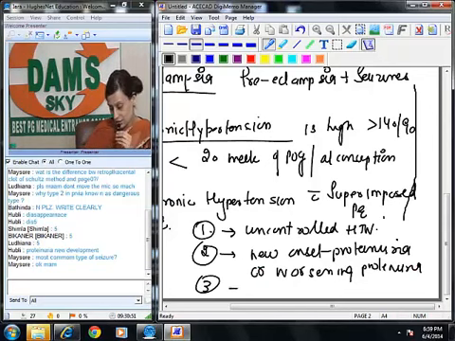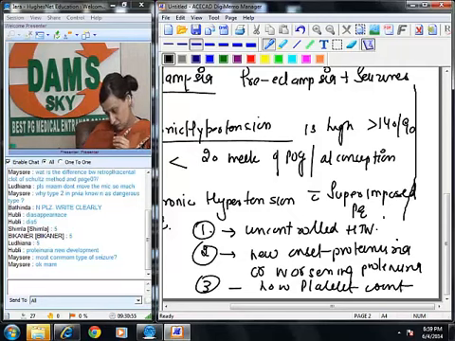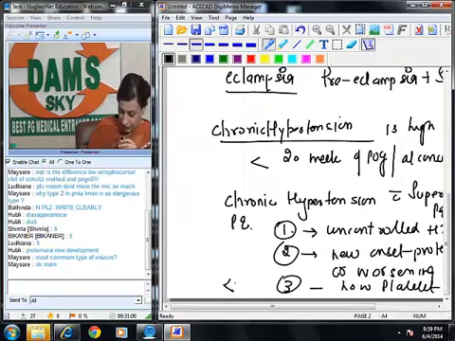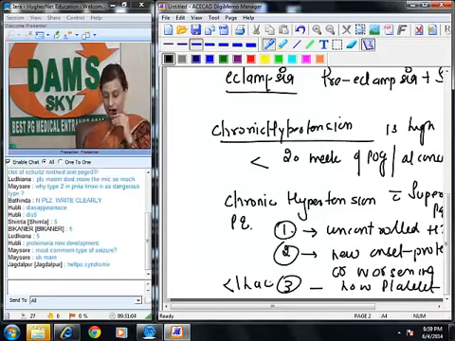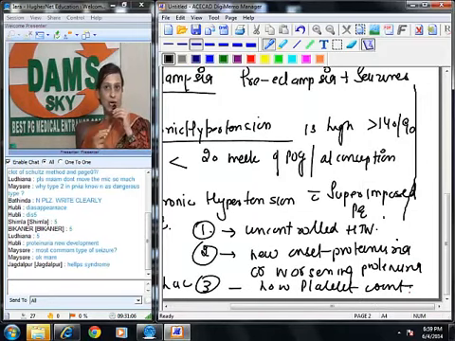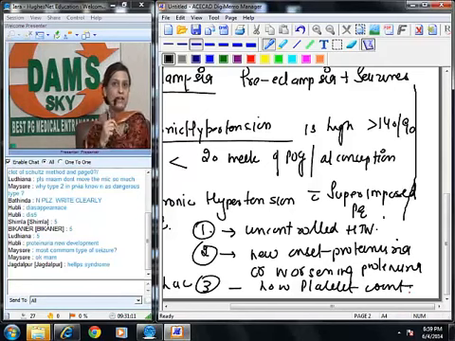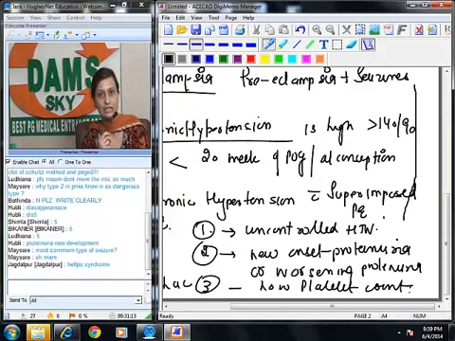And the third criteria is a low platelet count. And what is considered as low platelet count? Counts less than 1 lakh. So counts less than 1 lakh would be called low platelet count. Which means that a patient of chronic hypertension, when she develops pregnancy, her platelets begin to fall. So that is again one of the criteria to call chronic hypertension with superimposed preeclampsia.